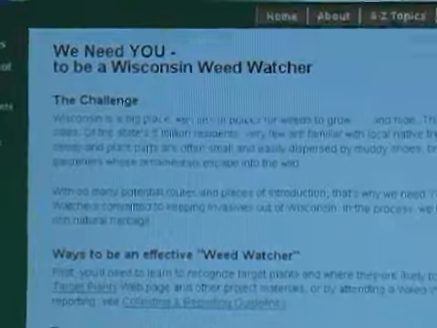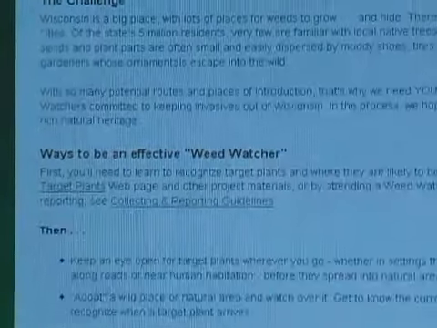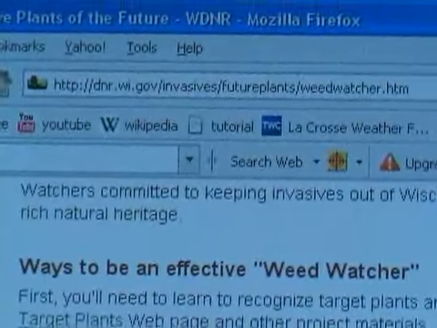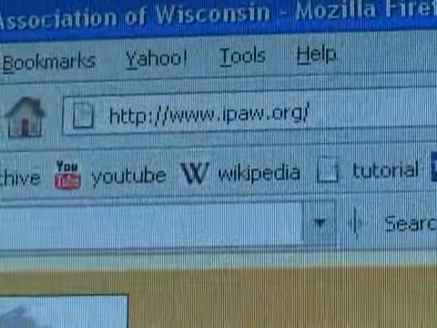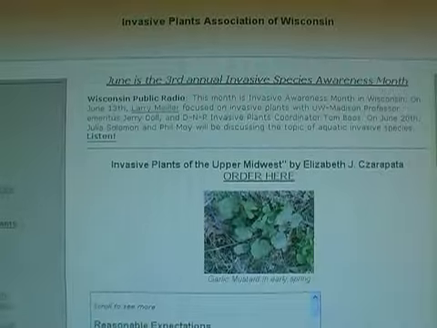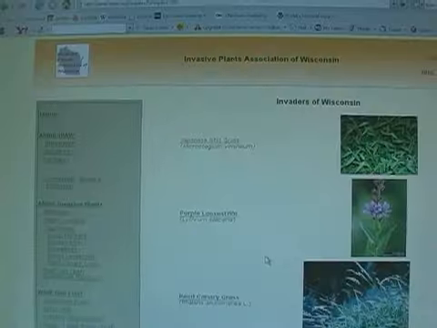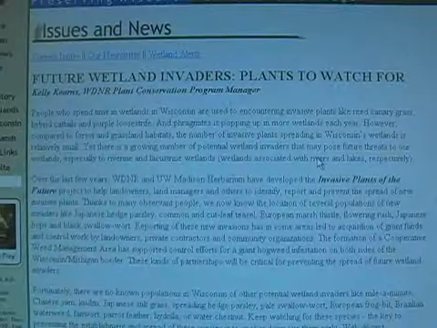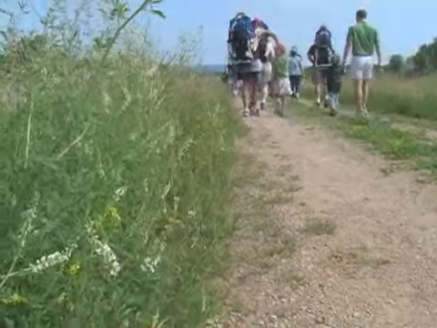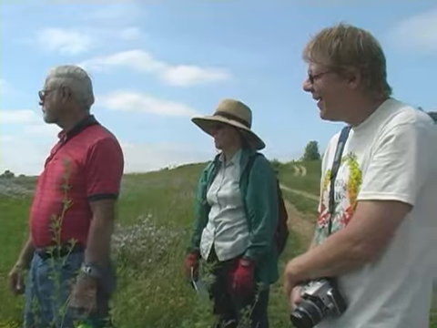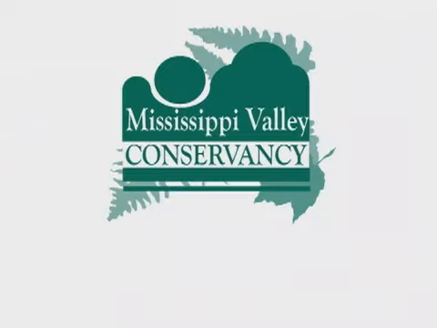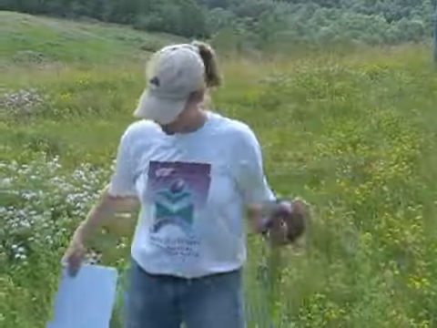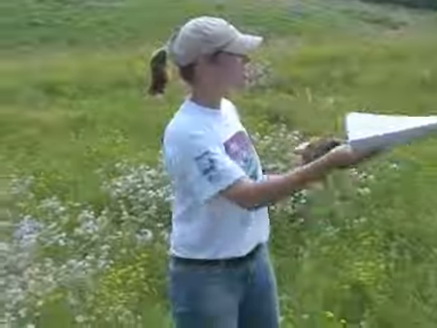The Wisconsin DNR does have a Weed Watchers program that if you are looking to really start doing battle and identifying new locations and new infestations, you can sign up and become a weed watcher. And there is the Invasive Plants Association of Wisconsin, which has another excellent website and a lot of information about the invasive species that are currently affecting Wisconsin and also those that are set to affect Wisconsin in the near future. One of the best things a person can do to learn these species is volunteer for an organization like the Mississippi Valley Conservancy to go out and do work, and through doing restoration work, they can learn what these invasive species look like, how to deal with them.